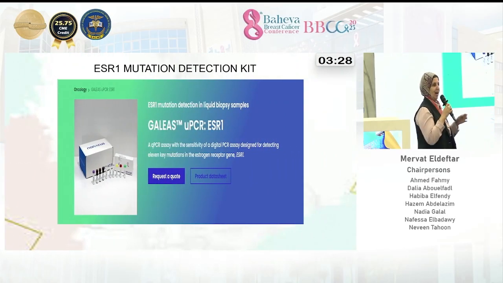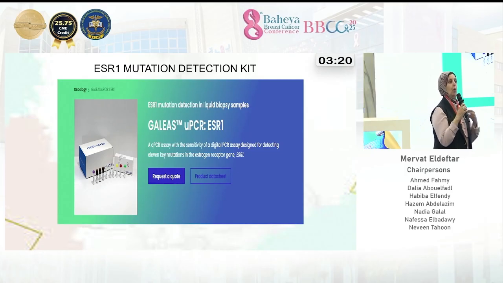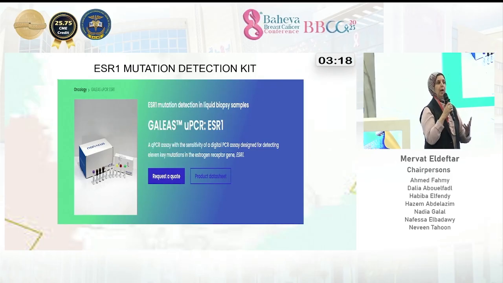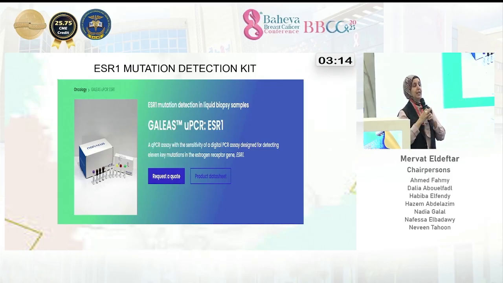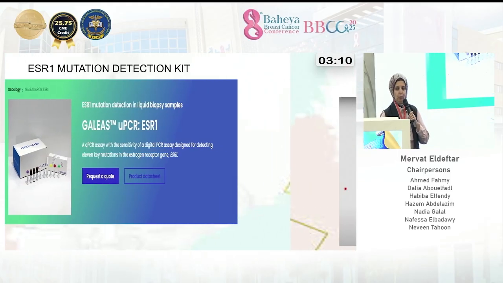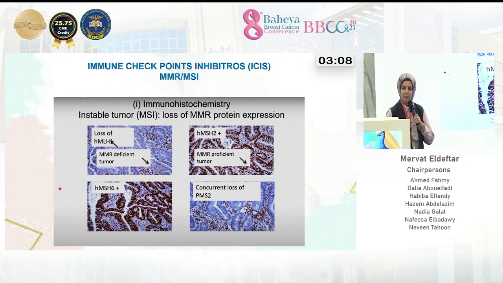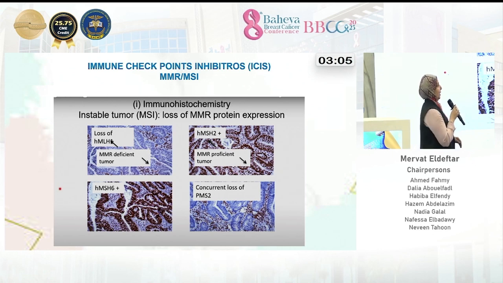This is the kit for assessment of the estrogen receptor 1 mutation. It is available in the market. When the patient undergoes endocrine resistance, take a blood sample and see if the patient has an estrogen receptor mutation or not.